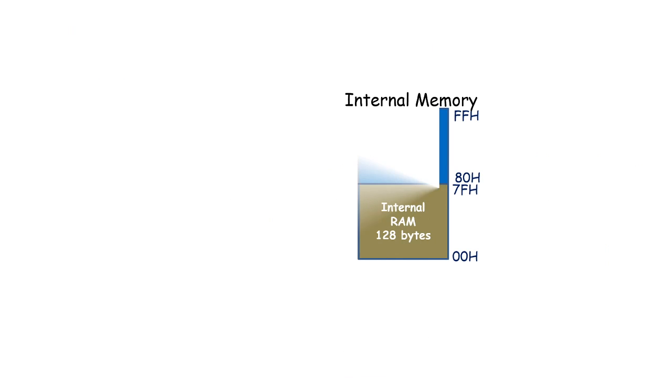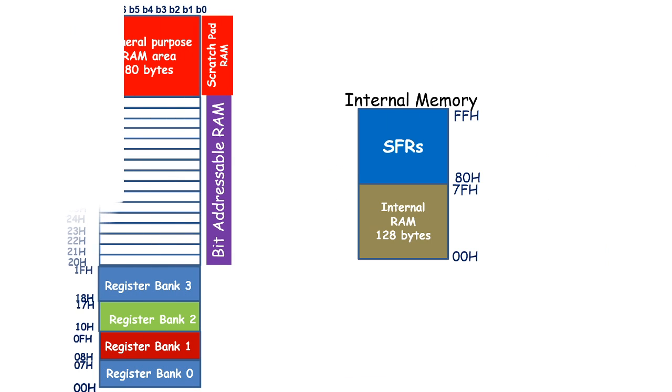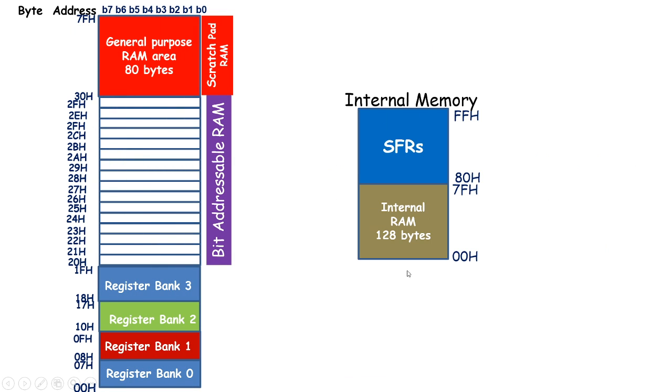Let us discuss the internal RAM memory. In total there are 256 bytes, with addresses from 00H to FFH. The internal memory is 128 bytes, having addresses 00H to 7FH. The remaining is special function registers. There are 21 special function registers, with addresses starting at 80H and ending at FFH. We have to focus on internal memory.